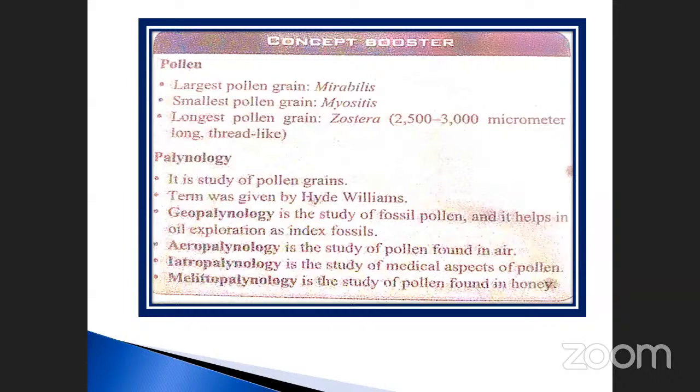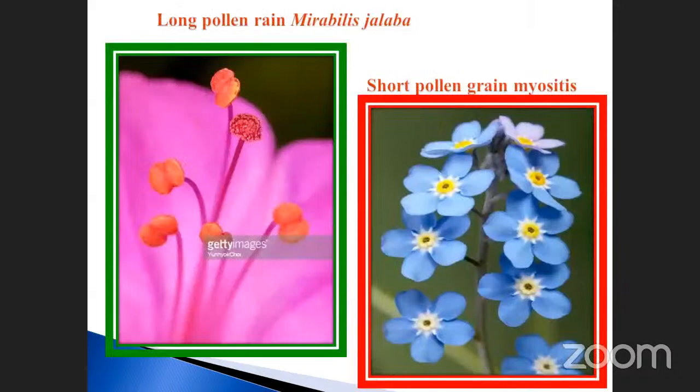And also another one is called the medical aspects of the pollens. This one is also given here. Melissopalynology is the study of the pollen found in honey. Because all the honeybees collect the nectar, honey is collected from the nectar, so along with it, pollen, isn't it? That's why it is another one.